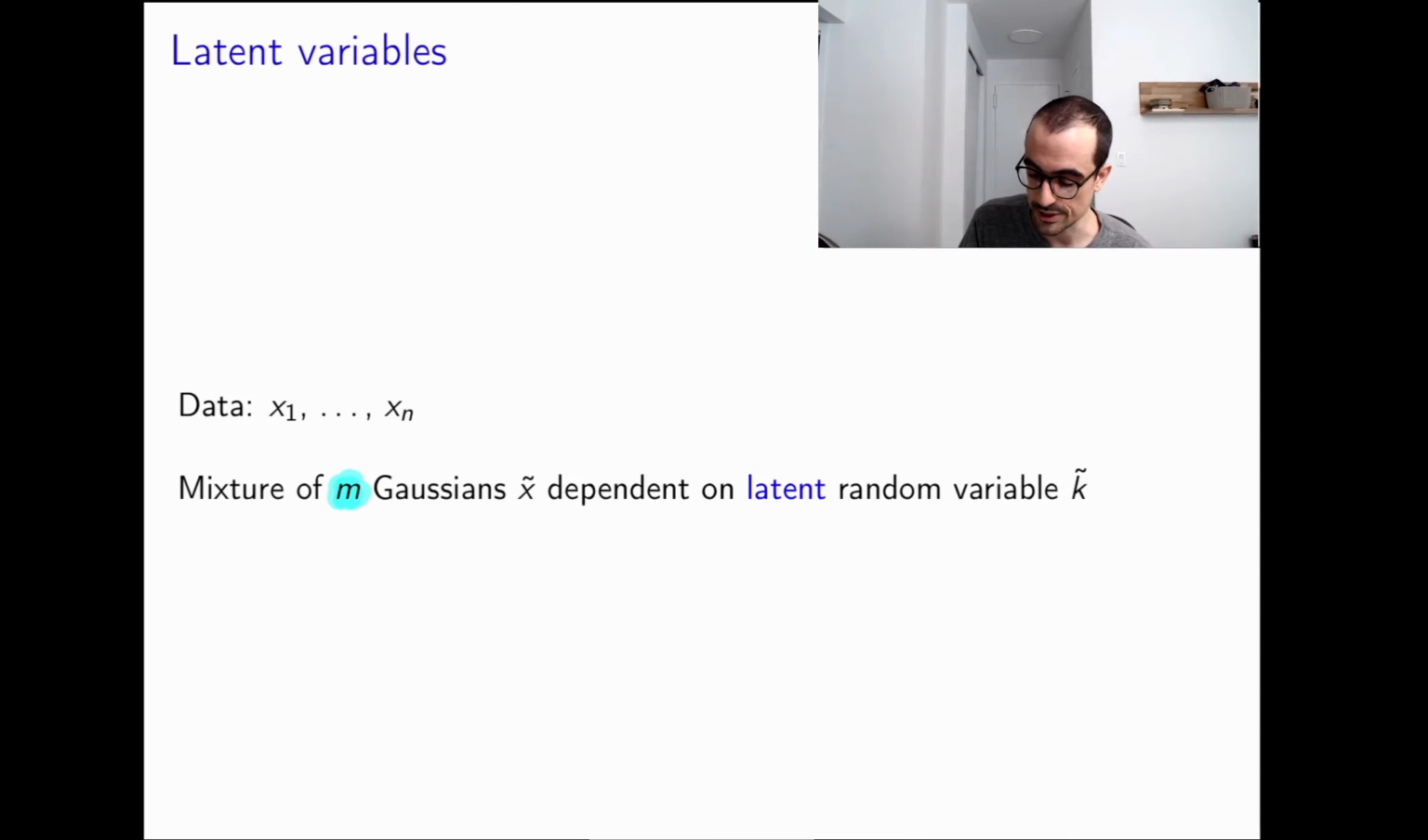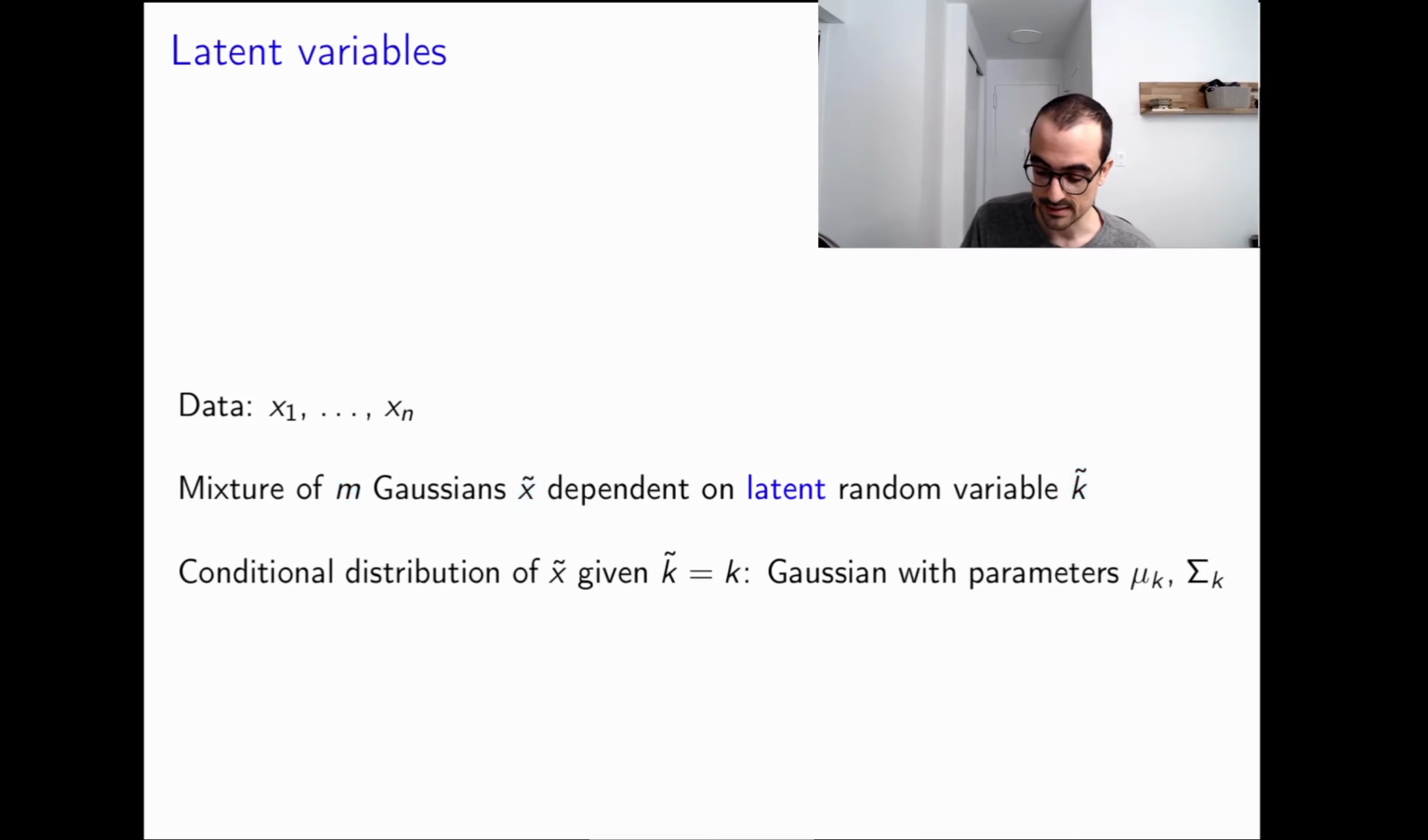Okay, so we're going to assume that we have a mixture of m Gaussians, where x represents the data, and we have an additional latent or hidden or unobserved random variable k, which we don't see, but we're going to assume so that we can build the Gaussian mixture model, and we're going to learn its distribution together with the Gaussian mixture model.